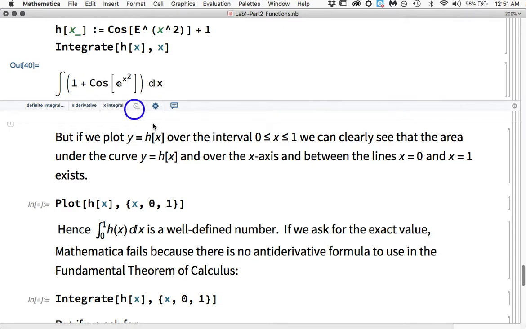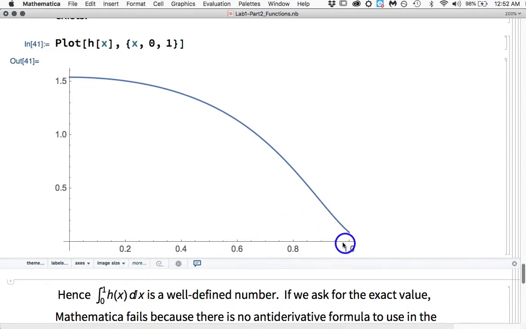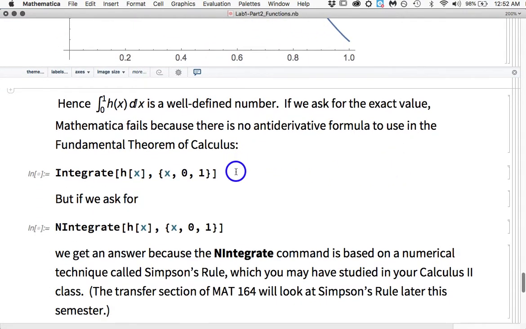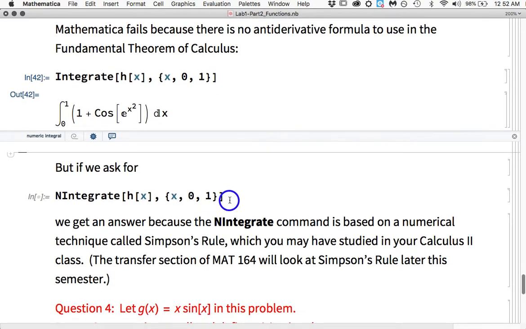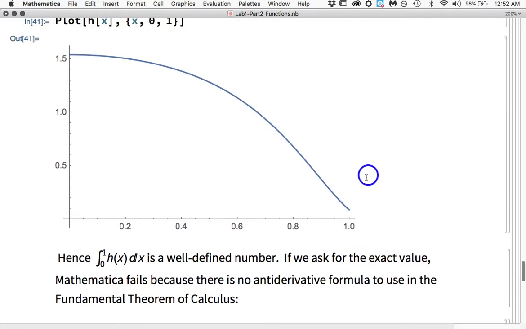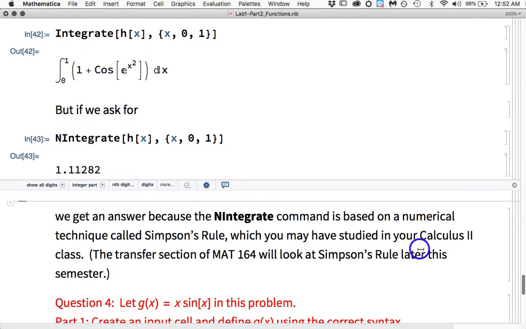If I plot this ugly function between 0 and 1, I get a very nice chunk of area. And so I know that the integral between 0 and 1 of h of x exists and it's a nice number. In fact, it's got to be a positive number. I can't find the exact value because Mathematica can't integrate the function. However, if we use InIntegrate, Mathematica can tell me that that chunk of area that we were looking at is 1.11282. So the area underneath this curve is approximately 1.11282.